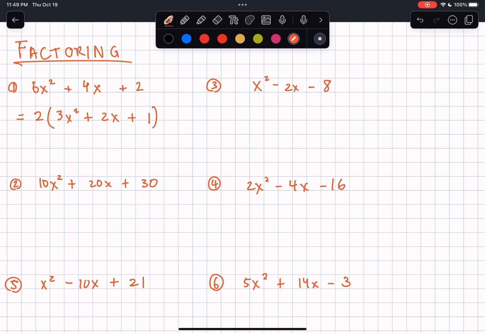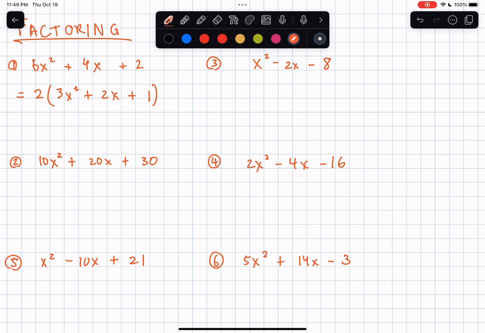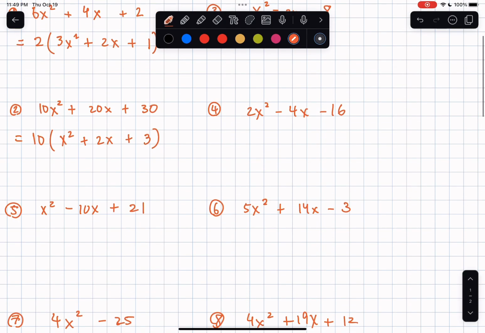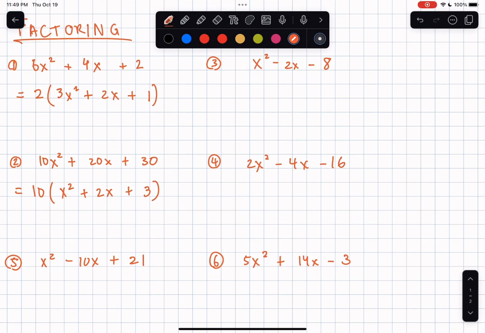Now, the second question is also factorable by a common factor, right? You can factor out 10. So 10 divided by 10 is 1, so x squared. 20 divided by 10 is 2, so 2x. 30 divided by 10 is 3. So I just leave it as 3, and you can see that that's not factorable anymore, so we leave it like that. That's the answer.